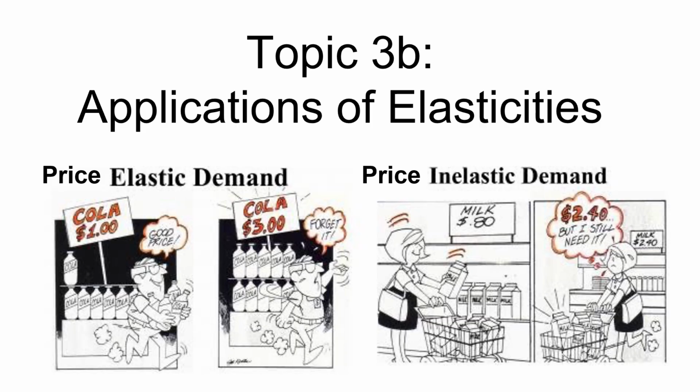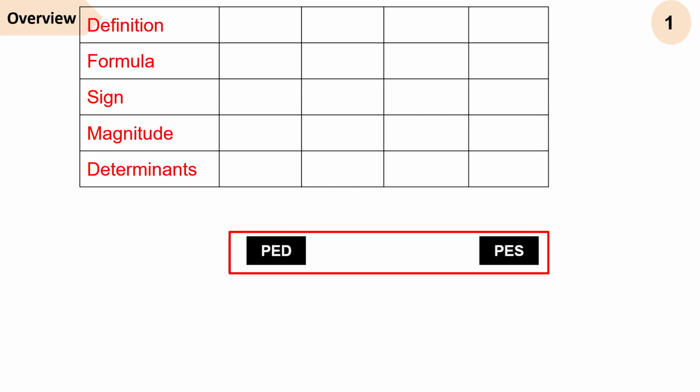Okay, so for 3B, we will move on to the applications of elasticity. So, an overview. Previously, y'all learned about PED and PES. Y'all are so noisy. Quieten down a bit, I can barely hear myself. So, PED and PES. What did we learn in 3A? Definition, formula, sign, magnitude, and the determinants. If anything doesn't feel very familiar to you, please go and revise your 3A, okay?